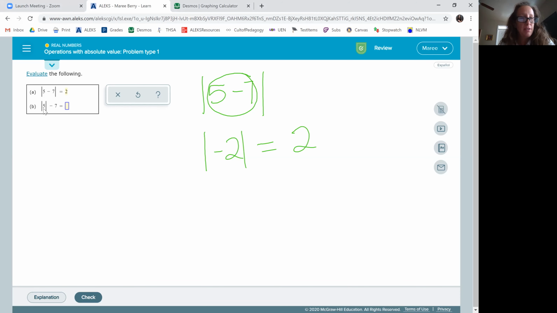And then the next problem just says what the absolute value of 5, which we know is 5 units away from zero. And then you subtract 7 from that. So your answer here would be a -2.